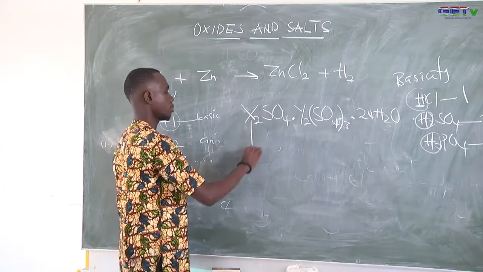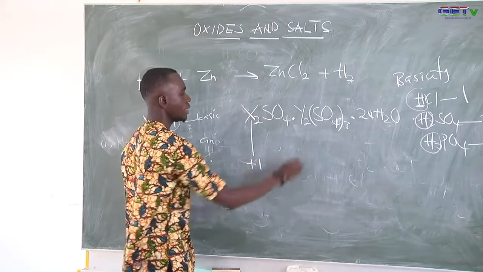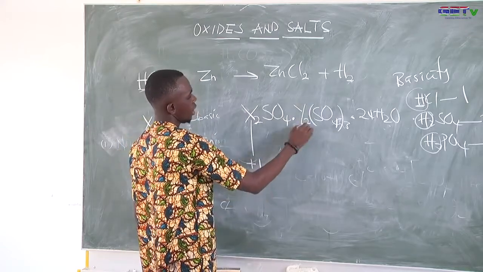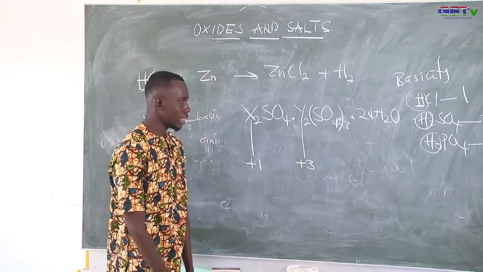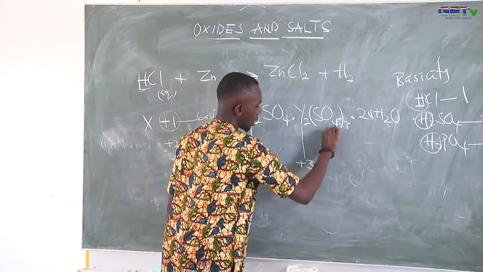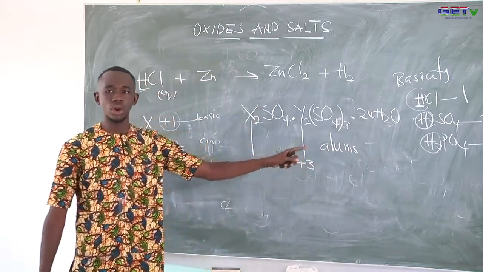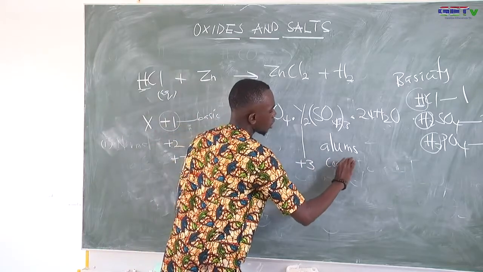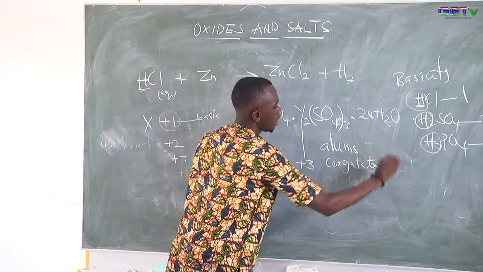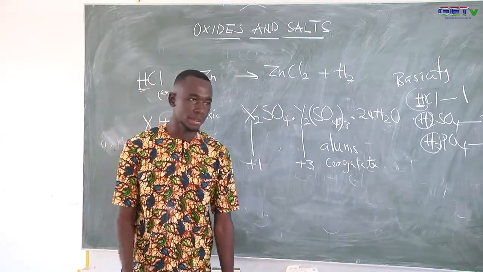And this X can be any element with an oxidation number of +1, and this Y can be any element with an oxidation state of what? +3, and they are known as alums. And these alums are used in the purification of water, and then they normally what? They normally coagulate the impurities contained in the water so that you can easily filter it.